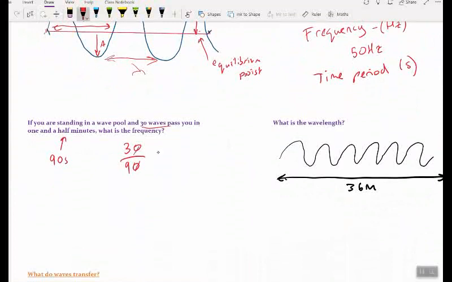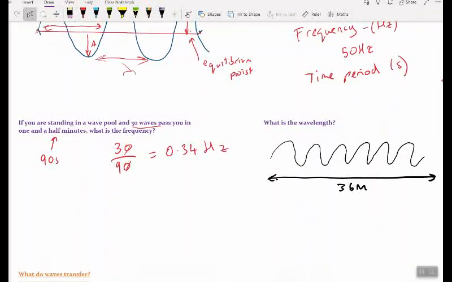We've got 30 over 90, 3 divided by 9. So it's about 0.3, if we round up, 0.34 hertz. Don't forget our unit, okay? And that makes sense, doesn't it? That means that you're not getting a full wave per second because there's only 30 waves passing you in 90 seconds. So it's taking more than 1 second for a wave to pass, isn't it?